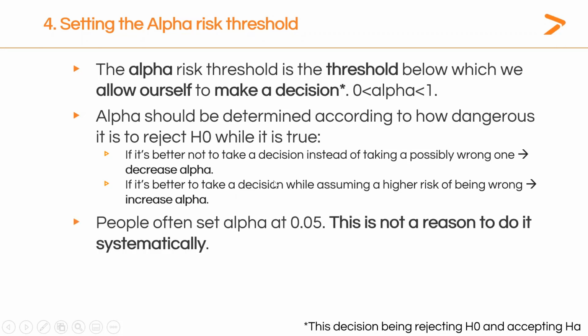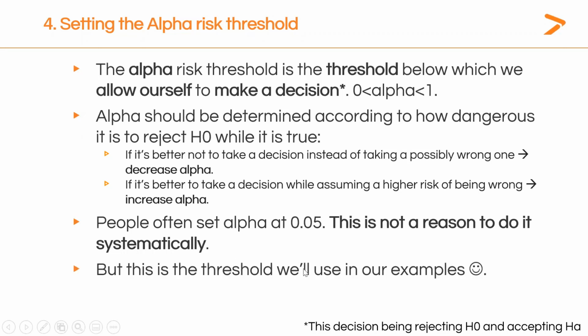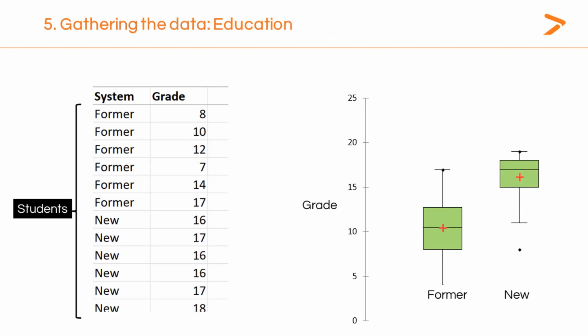Now, very often people set alpha at 0.05, but this is not a reason to do it systematically. This is one of the misuses of statistical testing. But this is the threshold we'll be using in our examples. Alpha is the risk threshold to which we will be comparing our p-value, as you will see. Then we gather the data, and they are in the education Excel sheet, and the data I sent you.